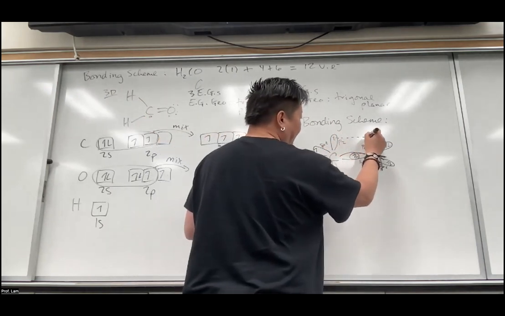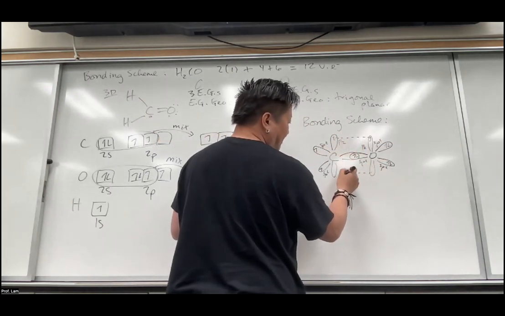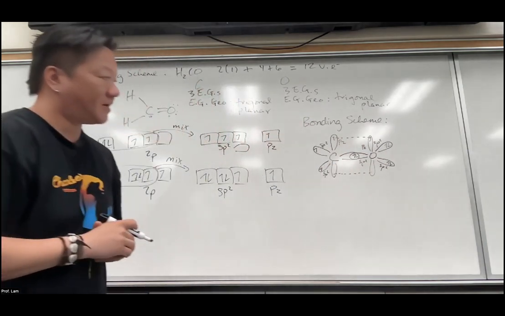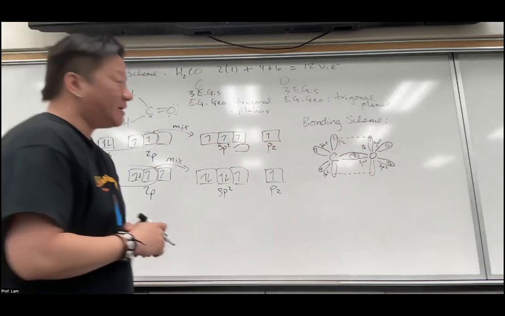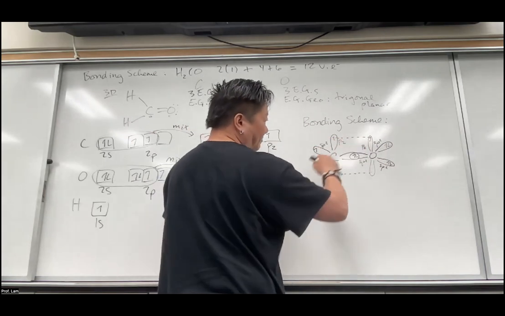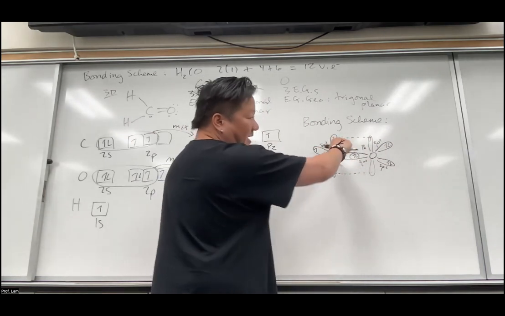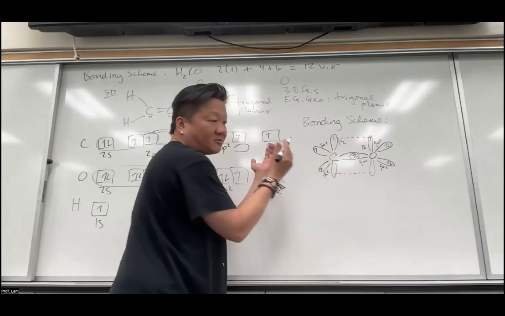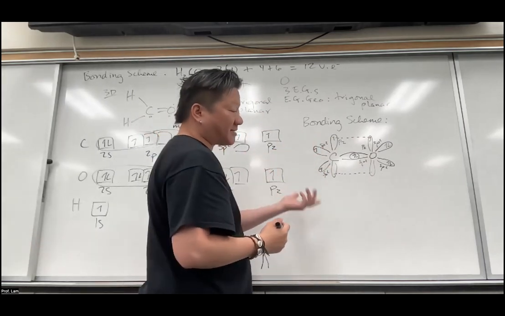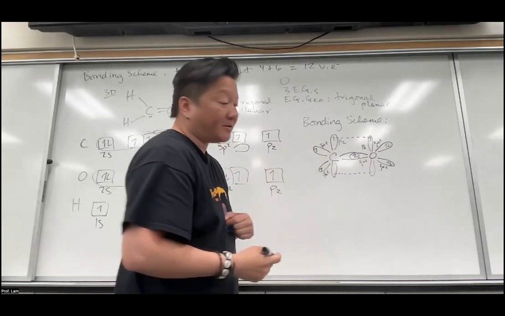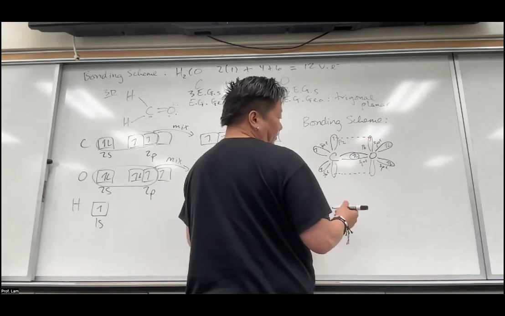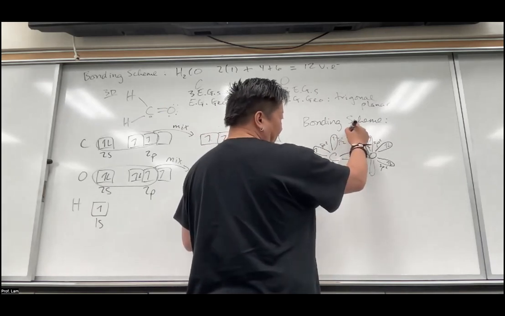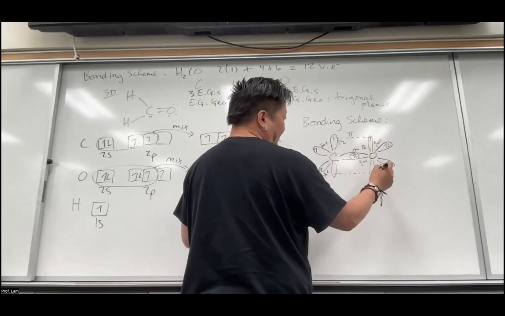So I'll show that by this kind of dotted bond, the tether bond. Okay, so we're showing basically that the top lobes are overlapping and the bottom lobes are overlapping together. That's a bond, right? That's one bond. And then we label it pi bond, right? Here's the sigma bond, okay?